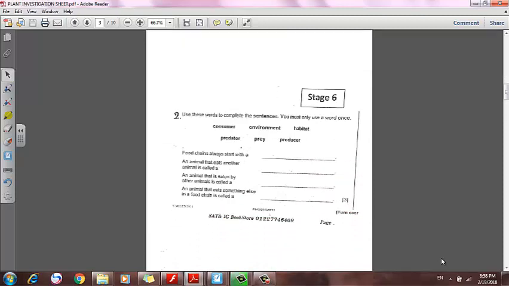Use these words to complete the sentence. You must only use a word once. Consumer, environment, habitat, predator, prey and producer. Food chains always start with a producer. An animal that eats another animal is called a predator. An animal that is eaten by another animal is called prey. An animal that eats something else in the food chain is called a consumer.